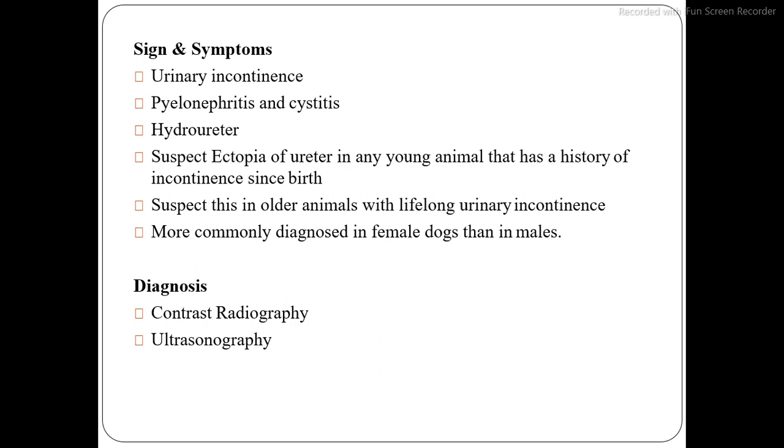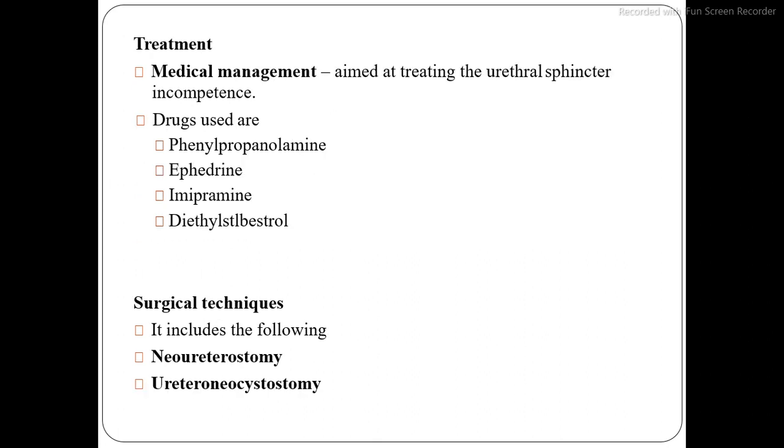Signs and symptoms: urinary incontinence, pyelonephritis, cystitis, and hydroureter. Suspect ectopia of the ureter in any young animal that has a history of incontinence since birth. Suspect this in older animals with lifelong urinary incontinence, more commonly diagnosed in female dogs than in males. Diagnosis: contrast radiography, ultrasonography. Treatment: medical management, aimed at treating the urethral sphincter incompetence. Drugs used are phenylpropanolamine, ephedrine, imipramine, diethylstilbestrol. Surgical techniques include the following: neoureterostomy, ureterostomy.